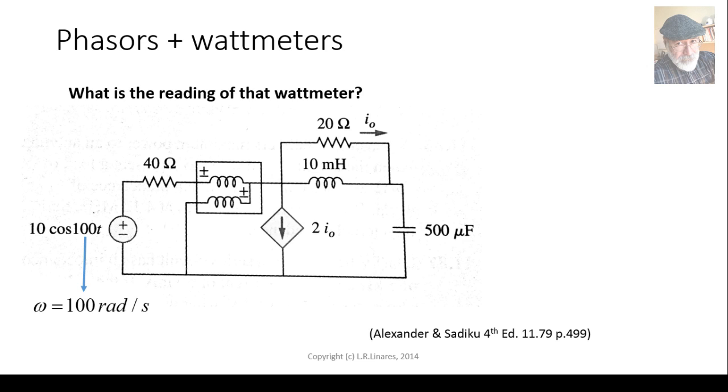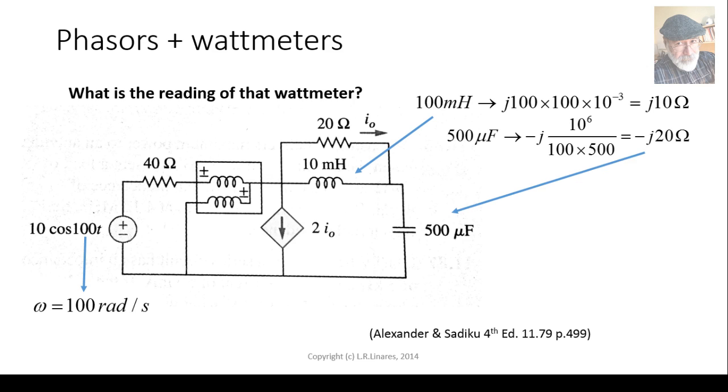Well, first of all, we're going to find what is omega in that circuit from the source, 100 radians per second. And we'll use that value to represent the inductance 10 millihenries as an impedance, j10 ohms, and the capacitance by another impedance, negative j20 ohms. We are ready.